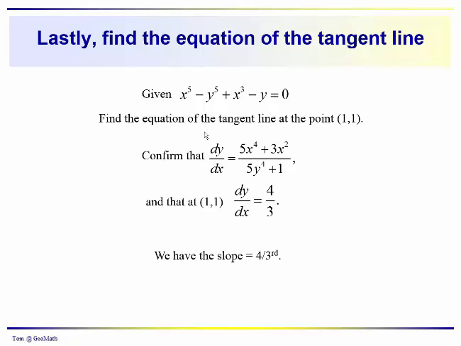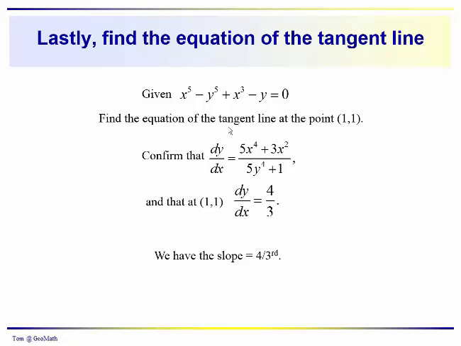I'll leave it to you, but you should be able to use the rules that we've developed to show that dy/dx is equal to 5x to the fourth plus 3x squared over 5y to the fourth plus 1. And if we evaluate this expression at the point 1 and 1, substituting 1 in for x and 1 for y, we find that dy/dx is equal to 4/3. Well, dy/dx is a derivative. It's a slope, so we have a slope equal to 4/3.